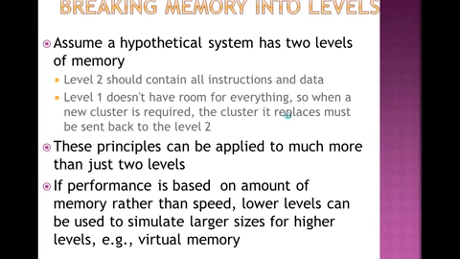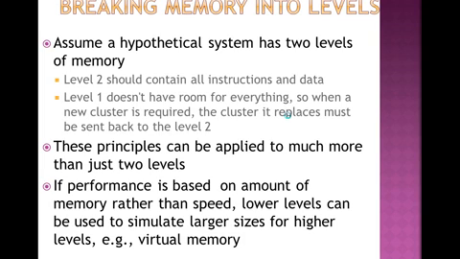The next slide says breaking the memory into the different levels. Now, this is the most important slide. This says assume a hypothetical system has two levels of memory. Level 2 should contain all the instructions and the data, and level 1 does not have room for everything. That is, level 2 contains the instructions and the data, but level 1 does not have room.